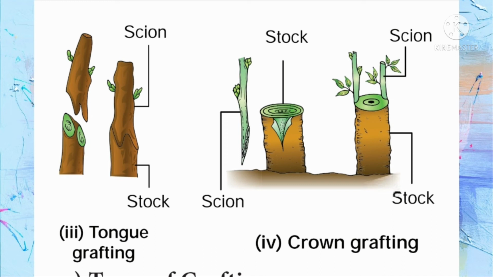Another one is crown grafting. Here the stock is very large in size when compared to the scion. The scion is very much smaller in size, and a cut is made and it is fit into the layer of the stock region at the cambium region. In the diagram you can easily see this, the cambium is present in the bark, so the bark is cut and it will be fixed with the scion branch.